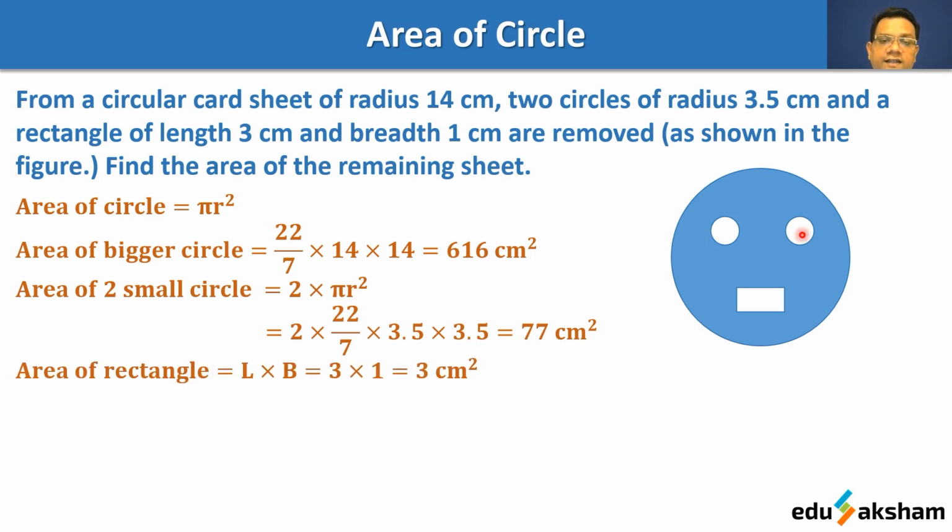Now we find the area of the rectangle also. Area of rectangle is length into breadth, so 3 into 1, because 3 centimeter and 1 centimeter are the length and breadth respectively, so we get area as 3 centimeter.